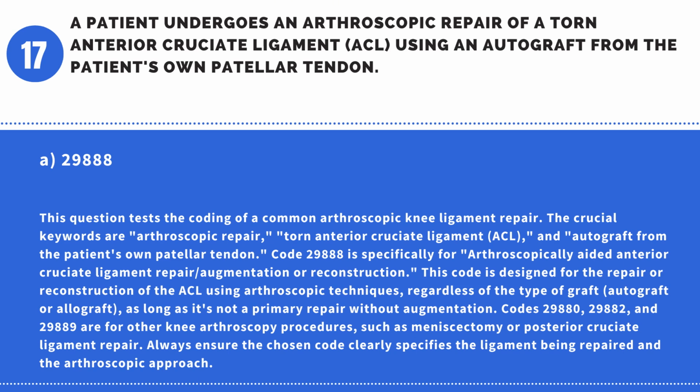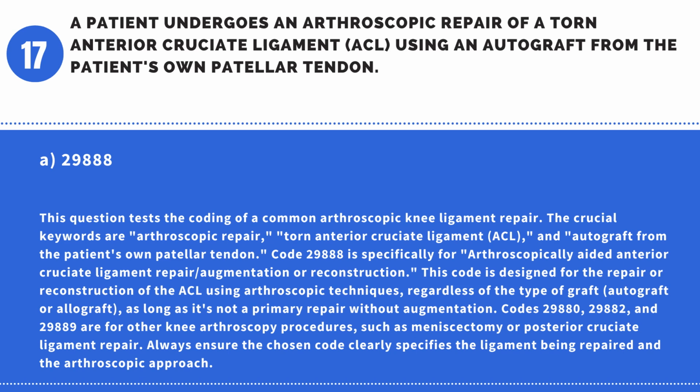29,888. This question tests the coding of a common arthroscopic knee ligament repair. The crucial keywords are arthroscopic repair, torn anterior cruciate ligament, ACL, and autograft from the patient's own patellar tendon. Code 29888 is specifically for arthroscopically aided anterior cruciate ligament repair/augmentation or reconstruction. This code is designed for the repair or reconstruction of the ACL using arthroscopic techniques, regardless of the type of graft, autograft or allograft, as long as it's not a primary repair without augmentation.